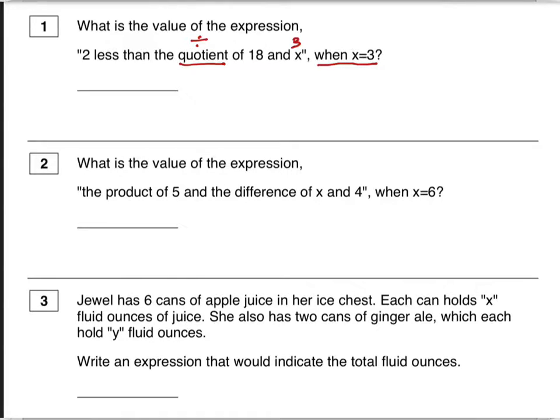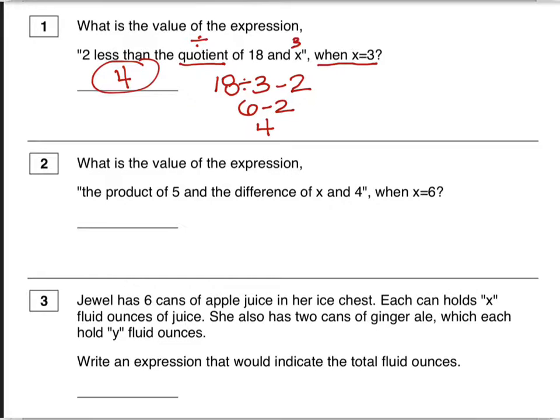All right, so the quotient of 18 and x, so I have 18 divided by 3 minus 2. And then I just solve. 18 divided by 3 is 6 minus 2. And then 6 minus 2 is 4. My final answer is 4. A lot of times with these problems, it's just breaking down the pieces and writing it out.